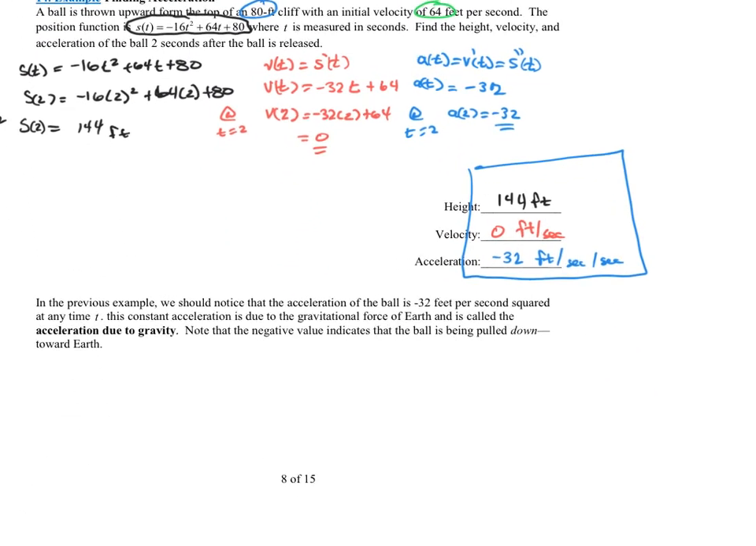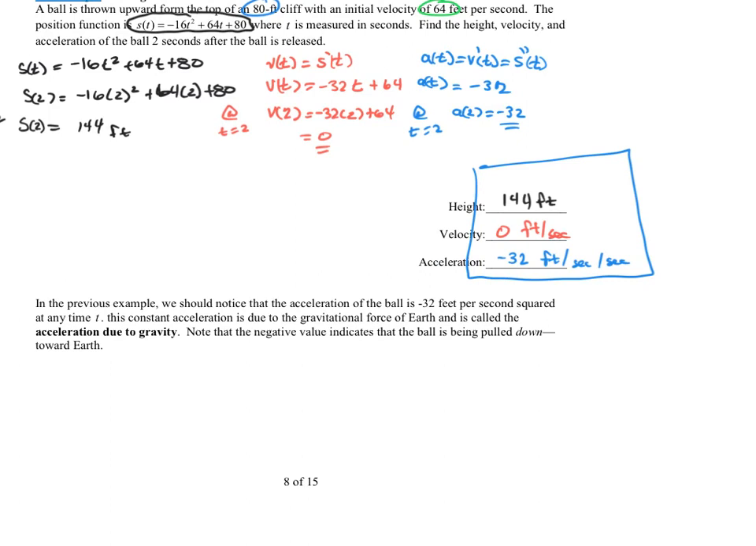It says, in the previous example, we should notice that the acceleration of the ball is negative 32 feet per second squared at any time t. This constant acceleration is due to the gravitational force of Earth and is called the acceleration due to gravity. Note that the negative value indicates that the ball is being pulled down towards the Earth, or moving in a downward direction towards the ground.